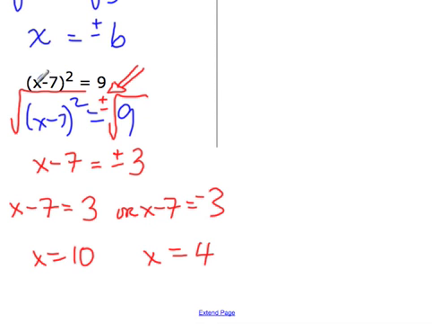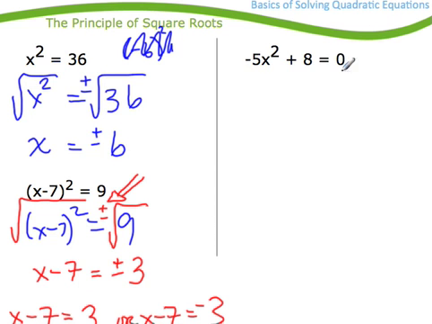Might as well check. 10 minus 7 is 3. 3 squared, 9. Yep. Let's check 4. 4 minus 7, negative 3. Negative 3 all squared, positive 9. They both check. How about this other one up here?